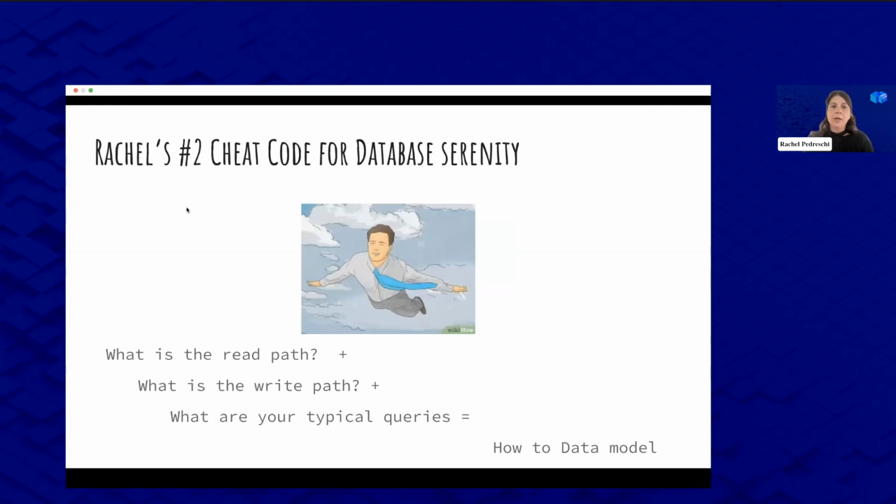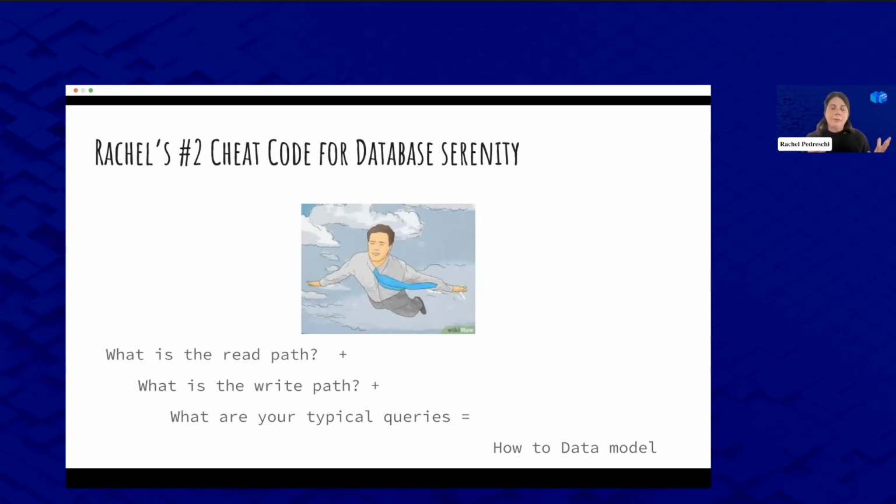All right, the number 2 cheat code is very much related, but it's data modeling. It's a thing. You've got to do it. If you don't do it early, it's going to bite you in the butt. No database is going to be able to fulfill its promise without a proper data model. And how do you do that? You look at the read path. Understand the read path of the database, understand the write path of the database, and then look at your typical queries. And that will tell you how to data model.